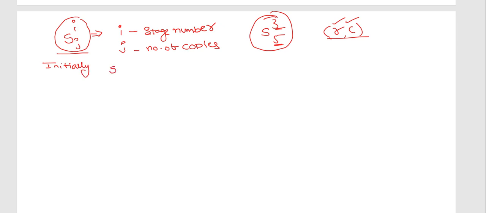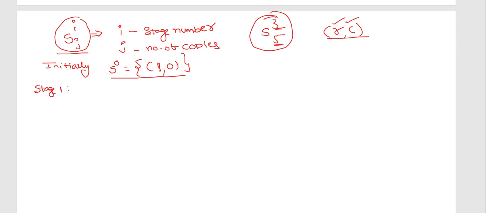Initially, S power 0, that is stage 0. Stage 0 means there is no device. Stage 1 contains device 1, stage 2 device 2, and so on. Stage 0 means no device, that means the reliability is 1 and the cost is 0. This is the initial state. Assume S0 is equal to (1, 0). Here 1 is the reliability, 0 is the cost.